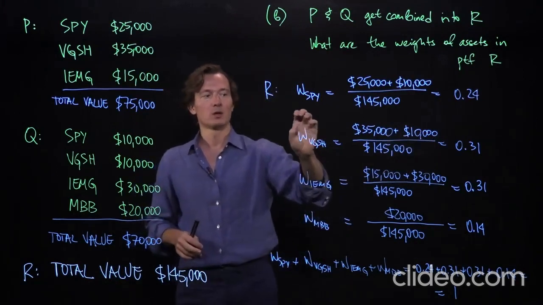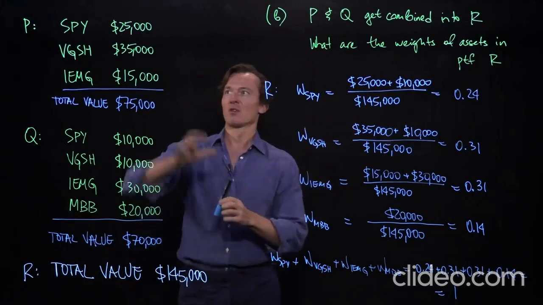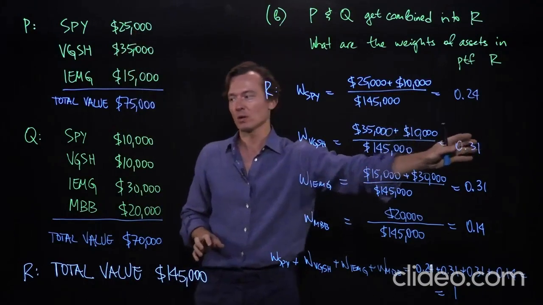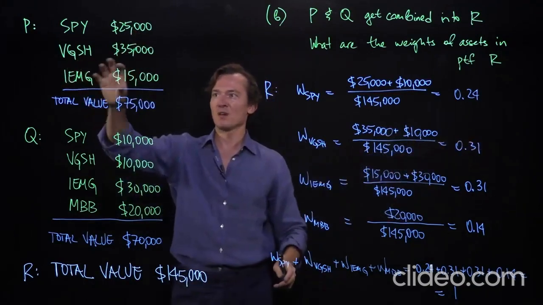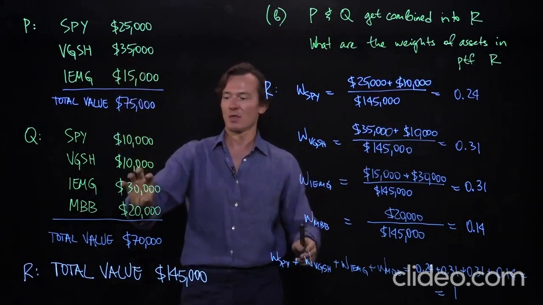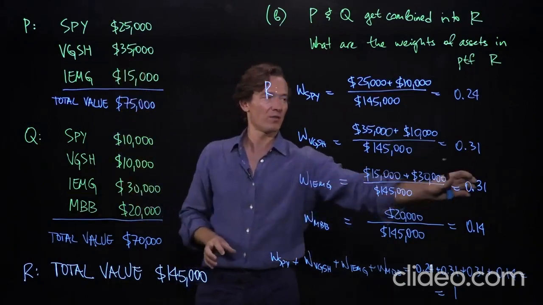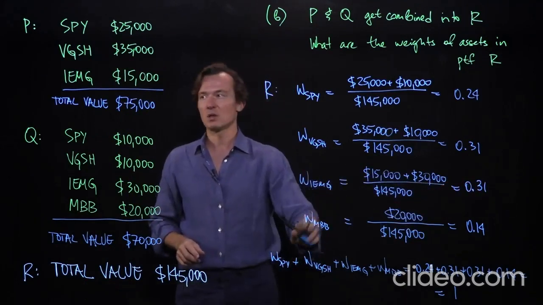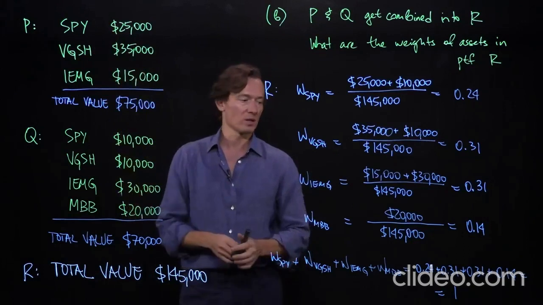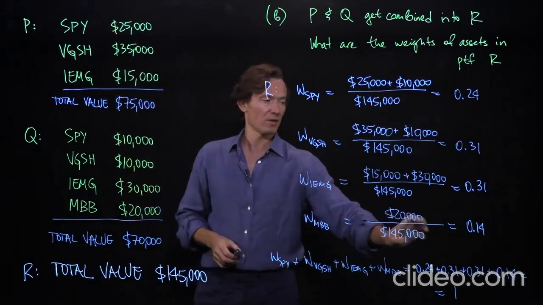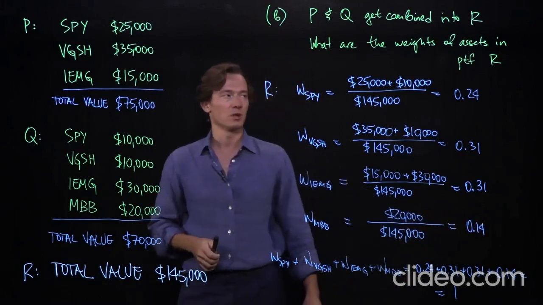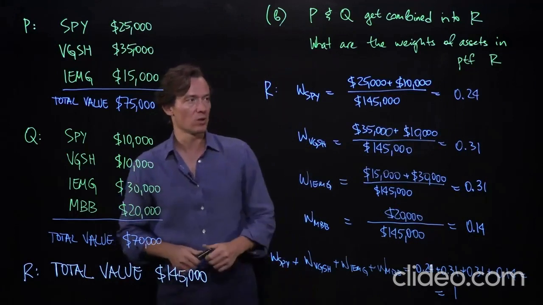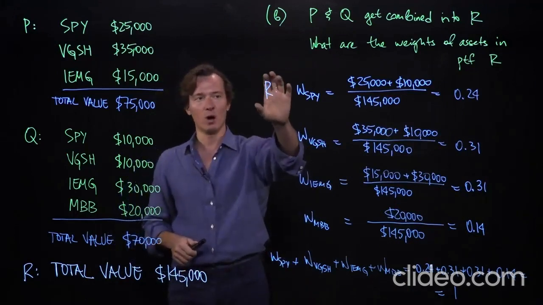So for the short-term treasury ETF, $35,000 here plus 10,000 here divided by 145,000. That's 0.31. For the emerging markets ETF, 15,000 here plus 30,000 here divided by 145,000, also 0.31. And for the mortgage-backed securities ETF, 0 here plus 20,000 here divided by 145,000, that gives us 0.14. And so these are the weights of each of the four individual securities in the combined portfolio R.